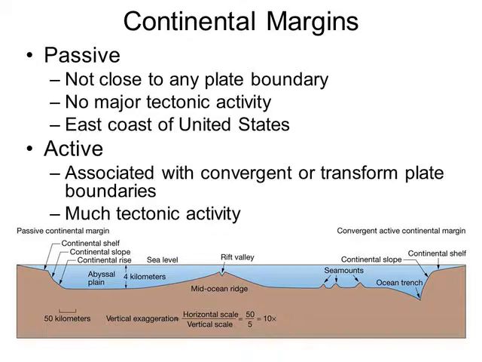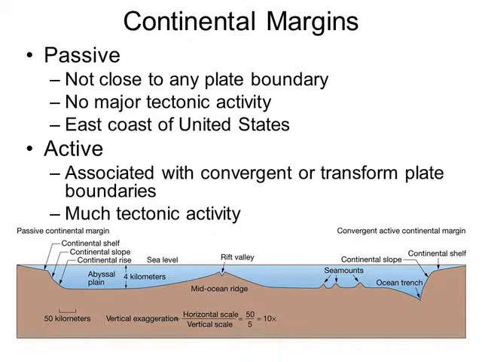So continental margins come in two varieties. You've got your passive and your active. Your passive is not close to any plate boundary. So let's use the east coast of the United States as an example. There is no plate boundary, there is no tectonic activity, no volcanic activity within that area.